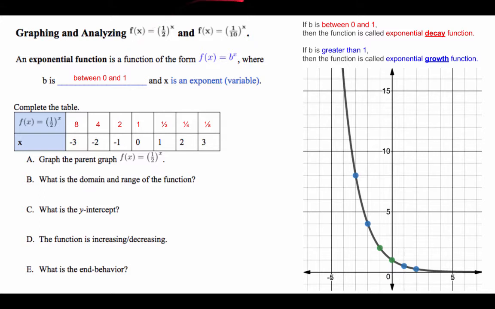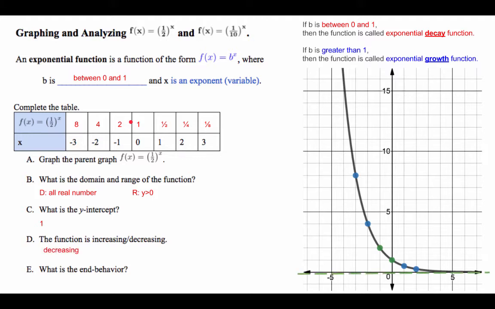And when you do that, the function seems to be going down this way. Hence, it's called decay. Anyways, what's the domain and range? As you could see, the domain is all real numbers, and the range looks like it's greater than 0. And the y-intercept is equal to 1. That's when x equals 0. What is your y value? And the function is obviously decreasing, as we mentioned.